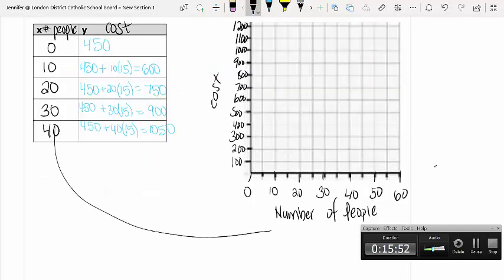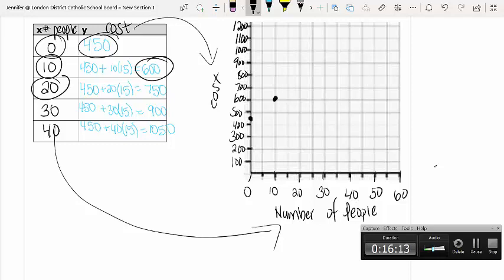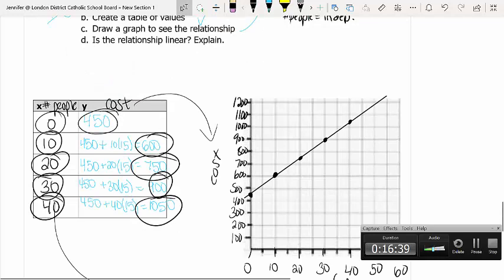Let's go ahead and graph this relationship. I put my number of people on the x-axis because it's the independent variable, and then I put the cost on the y-axis because it's the dependent variable. Okay, let's plot our points. The first point is 0 and 450. Second point is 10 and 600. 20 and 750. 30 and 900. And 40 and 1050.